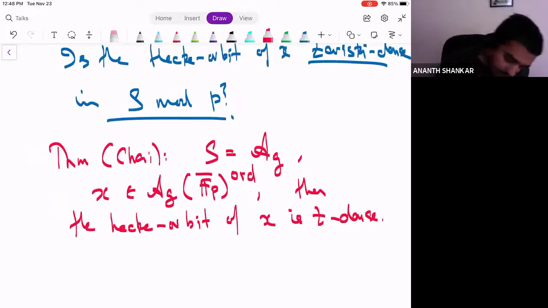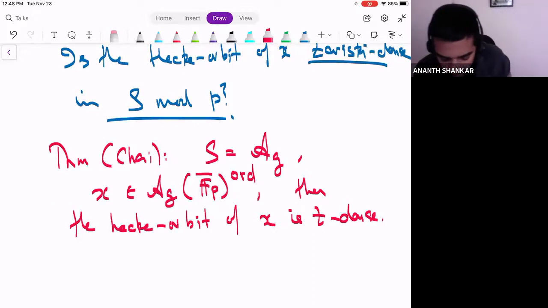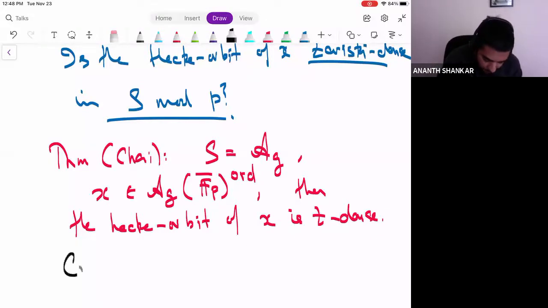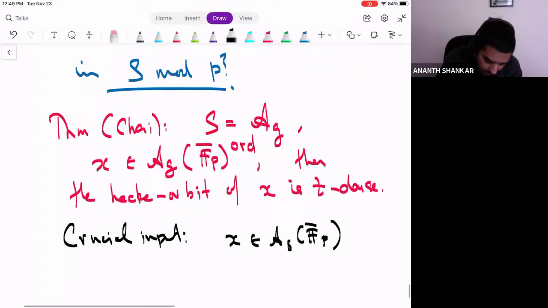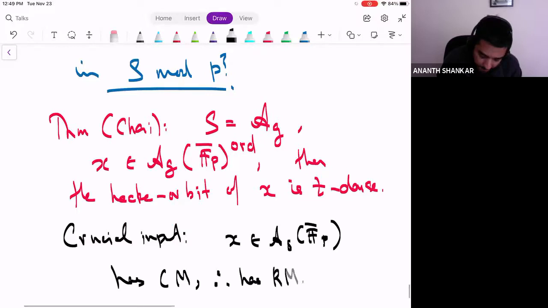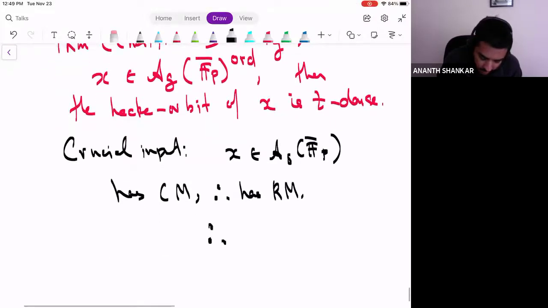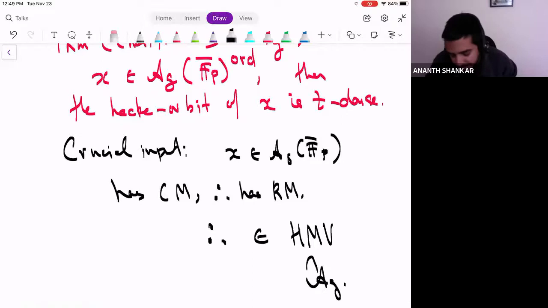Chai's proof is really beautiful. It uses lots of local and global techniques. But one crucial input that Chai uses is that every point in A_g of F_p bar has complex multiplication and therefore has real multiplication, and therefore lies in a Hilbert modular variety which is contained in A_g. So in other words, what Chai proves is that if you have a point in A_g of F_p bar, it necessarily has to be contained in a positive dimensional smaller Shimura variety.